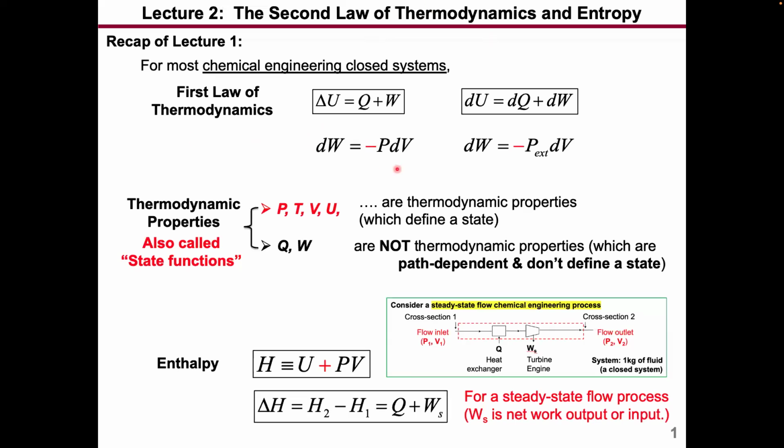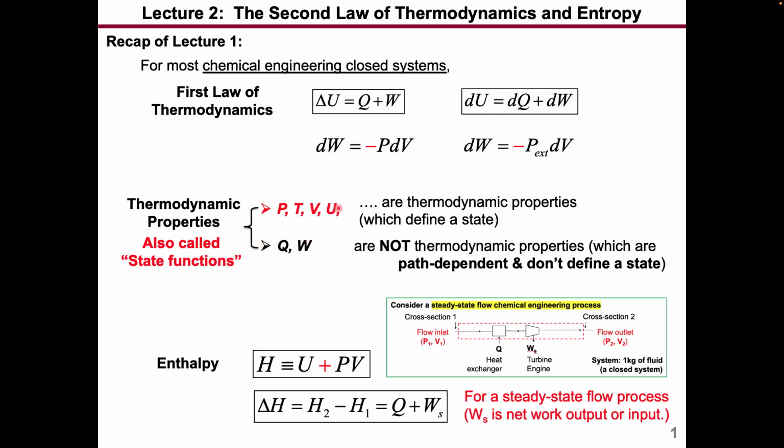So just a quick recap of lecture 1. In lecture 1, we really talked about the first law of thermodynamics, which is just delta U equal to Q plus W. Q is the heat, W is the work, dW is minus PdV, and P is the external pressure. And this is the differential form of the first law of thermodynamics. Essentially, the first law of thermodynamics means the energy is conserved, right?